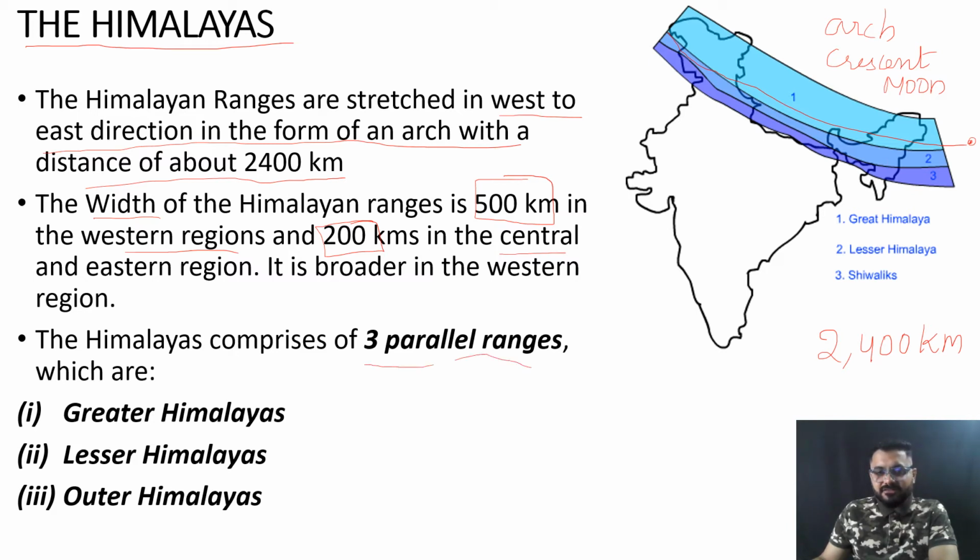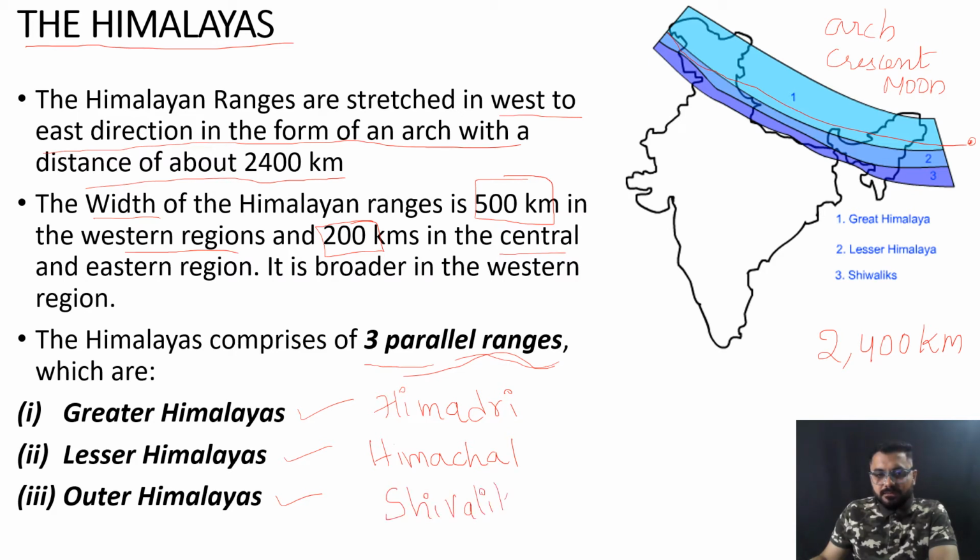Okay, so we have three parallel ranges in the Himalayas. One is the Greater Himalayas, the second is the Lesser Himalayas, and the third is the Outer Himalayas. Greater Himalayas are also called Himadri. Lesser Himalayas are called Himachal Himalayas, and Outer Himalayas are also called Shivaliks.